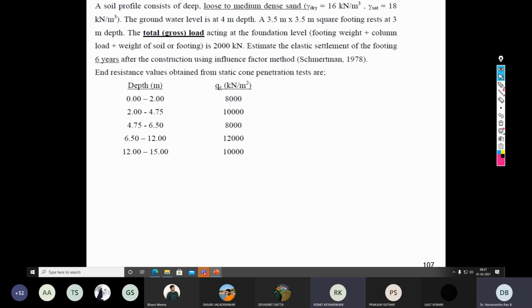Sir, in the total gross load there is one term, weight of soil or footing. What is that? Because sir, the footing weight is already considered in the first term.